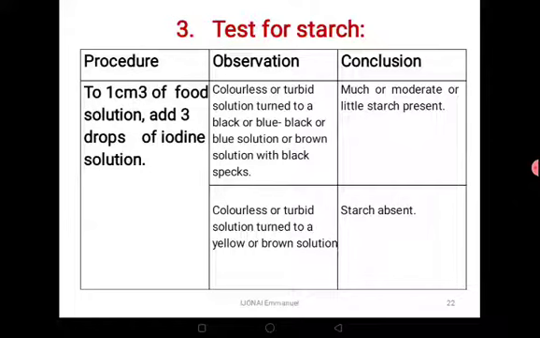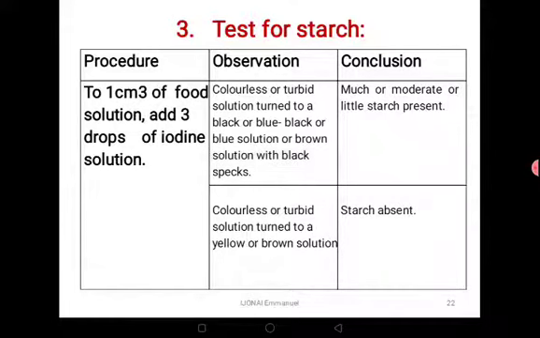And then what about if the colorless solution or a turbid solution turned to yellow or brown? You can only see one color there, either yellow or brown. You report only the one that you have seen. That one would mean that starch is absent. But usually you would see it yellowish, or it turns to yellow, because the iodine, which is brown, will be diluted and will look yellow. But you report what you have seen. If you have seen it brown, you write it there. It means starch is absent.